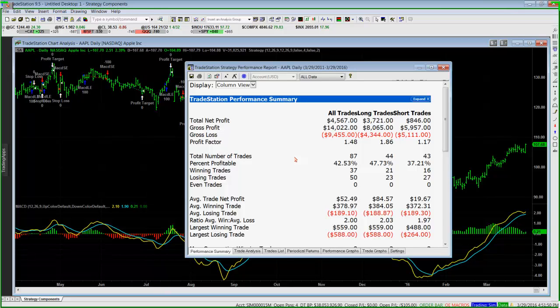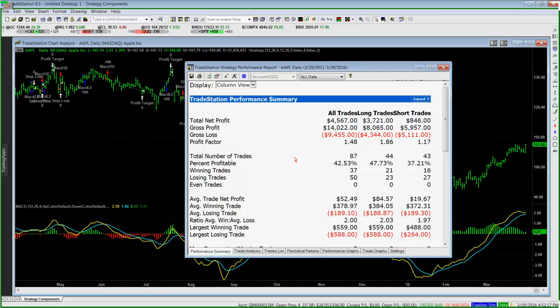The percent profitable here is 42% overall. That may seem low, but as you develop strategies, you will learn that certain strategies, like trending strategies, typically have a lower percentage of winning trades. 40% is very typical for a successful trending strategy based on momentum or moving averages, or in this case, MACD.